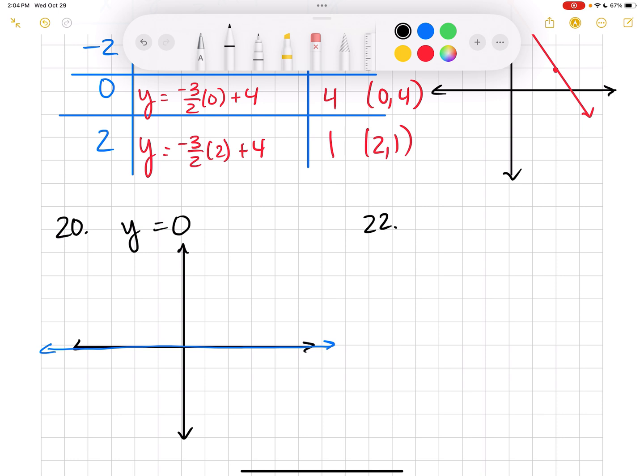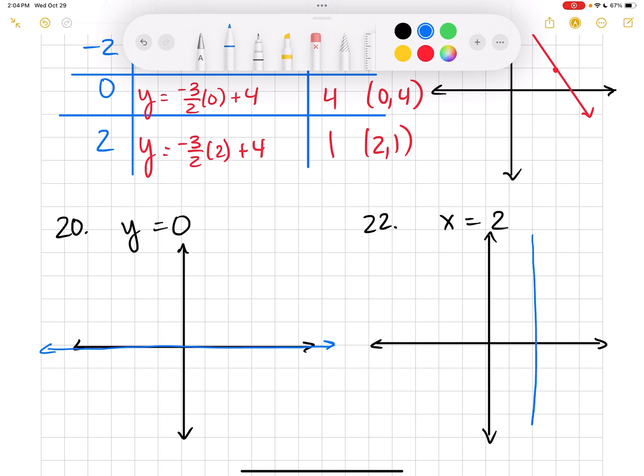22, x is equal to 2. It's going to go up this time. Yep, this one goes up and down at x equals 2. So this one at 2, we have a line going up and down like this, and that's our equation.